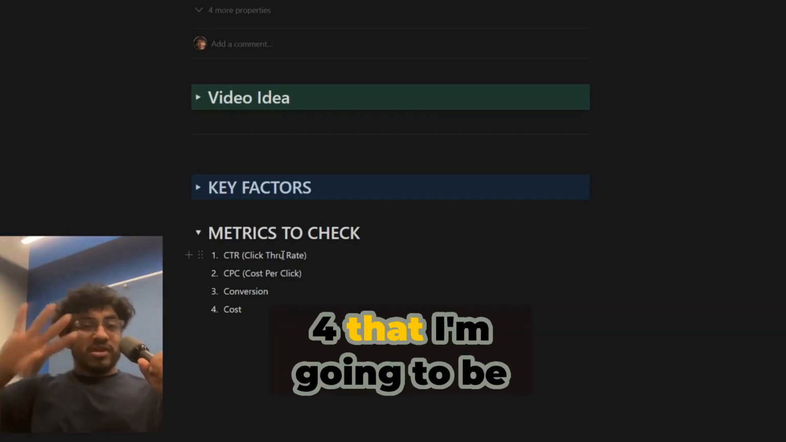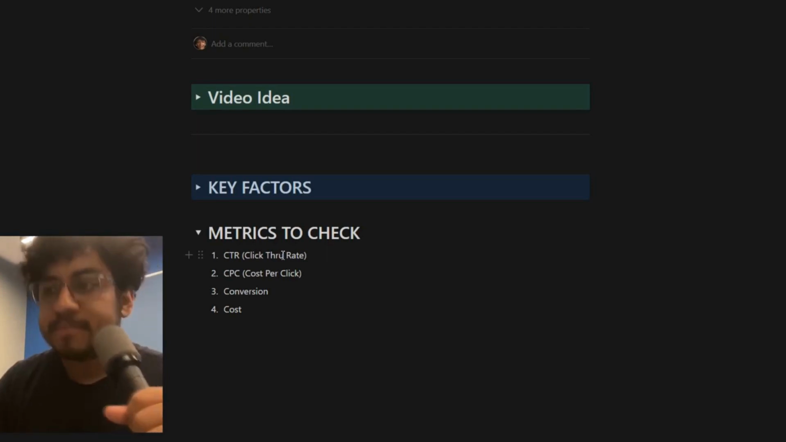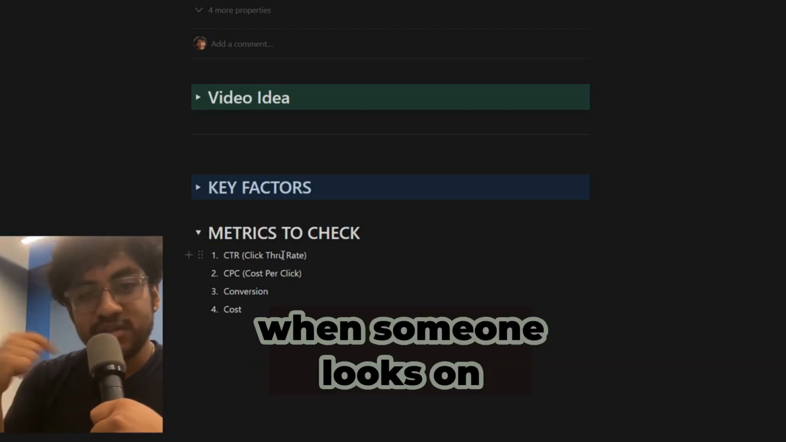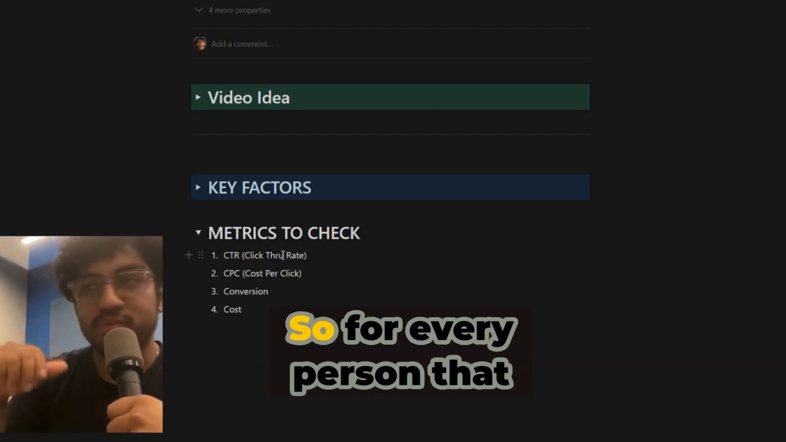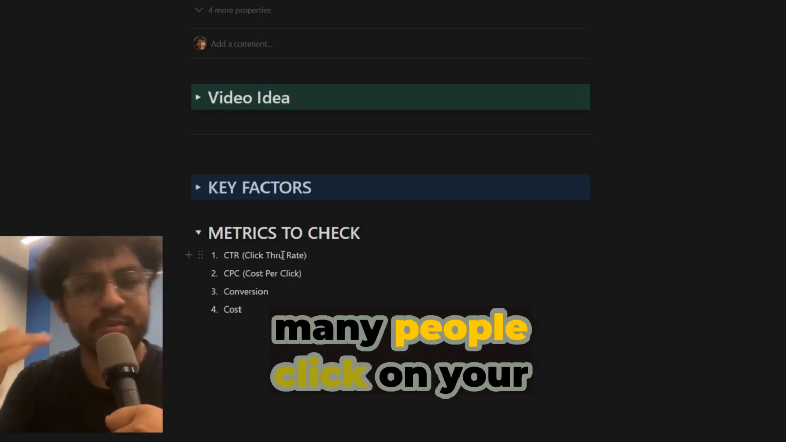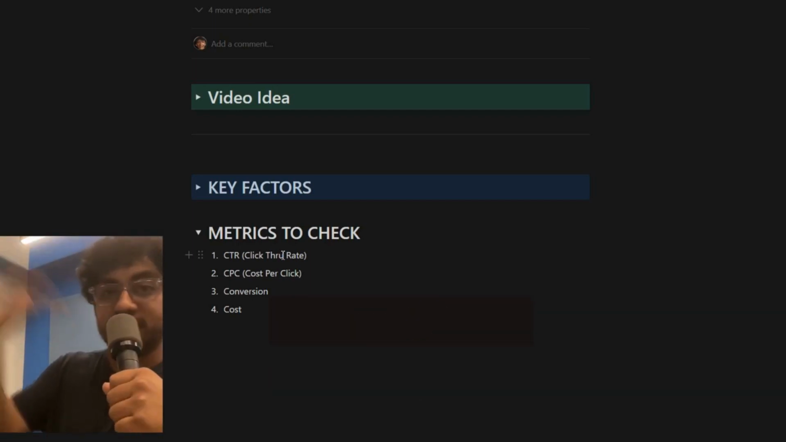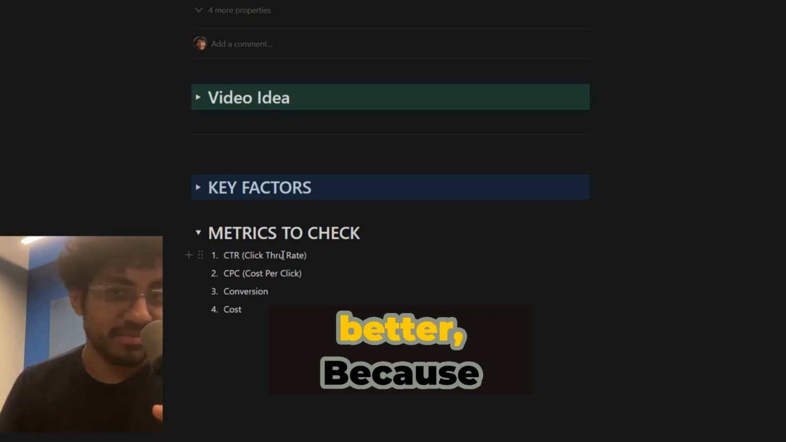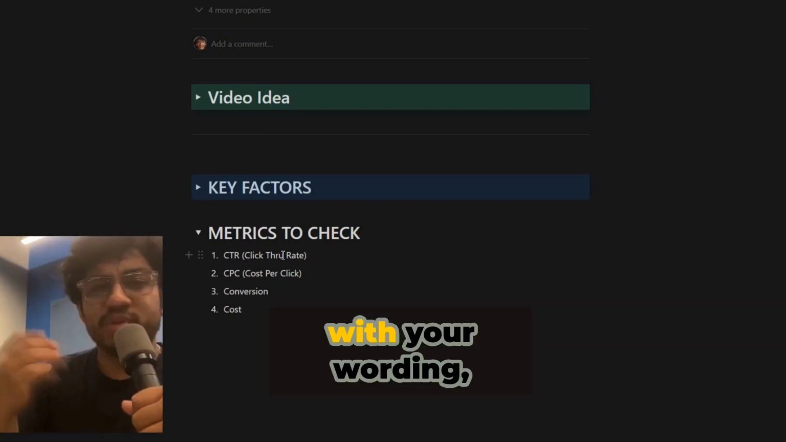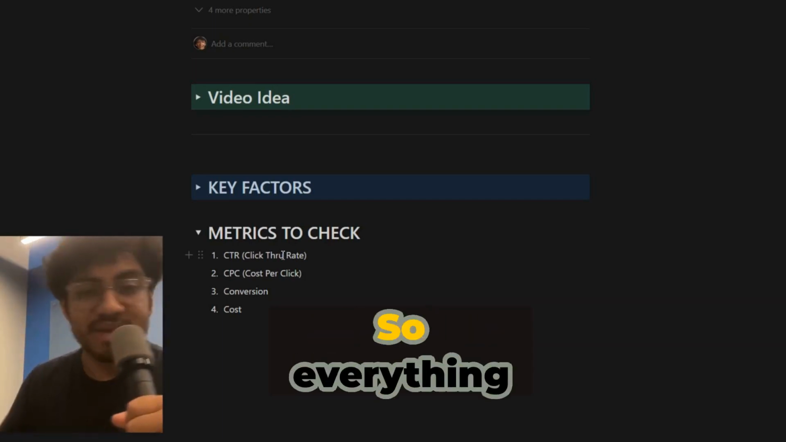Now, there are 4 that I'm going to be focusing on for the sake of the video. Click-through rate is when someone looks at your ad and clicks. So for every person that looks at your ad, how many people click on your ad? The more people that see it and click on your ad, the better, because that means you're doing a good job with your copy, your wording, your descriptions, your headlines, and everything. So everything is doing good.